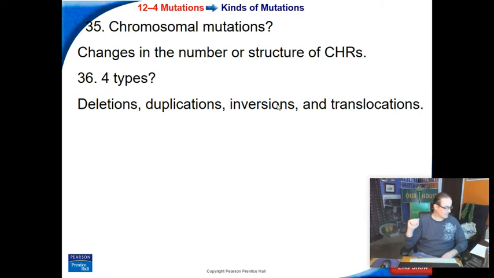And a translocation, I honestly cannot remember what a translocation is. Yeah, we'll have to get there. There are some pictures, some diagrams that go along with these descriptions. That'll make it easier for me to explain to you guys. All right, getting ready to move ahead.